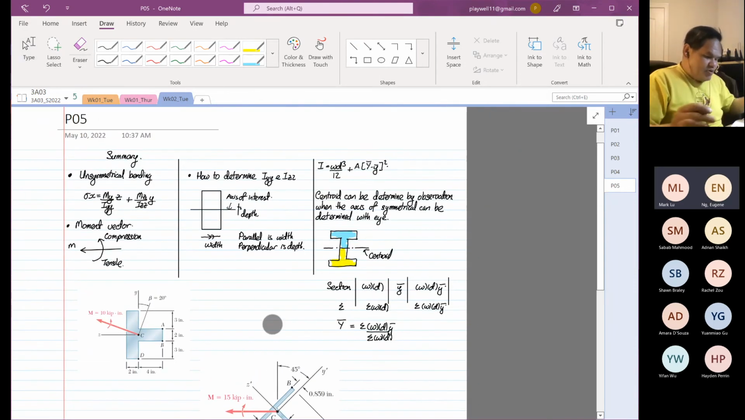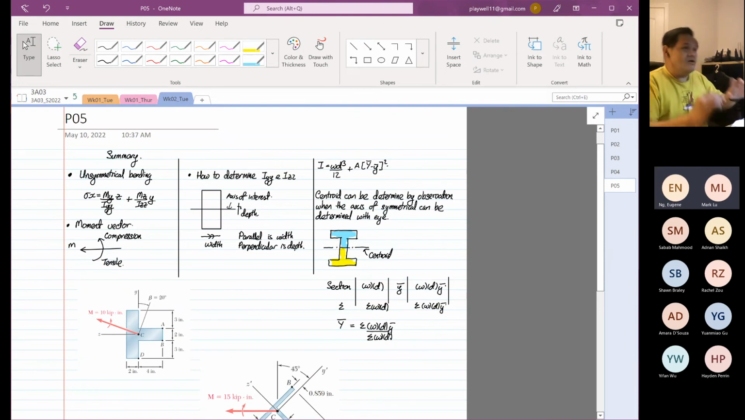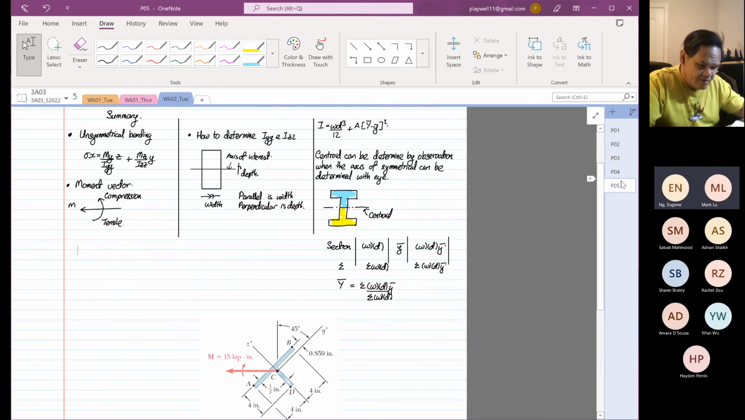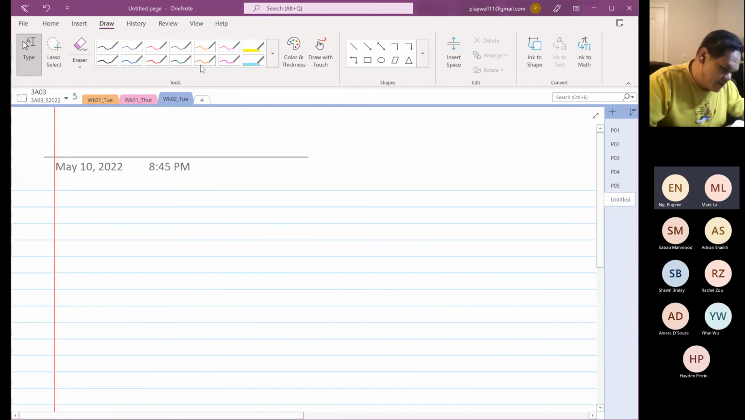This is the summary sheet for today, or up to where I've taught. I will encourage you to write this down, because in order to be successful in this course, I think the summary sheet is a critical component. I will tell you this.